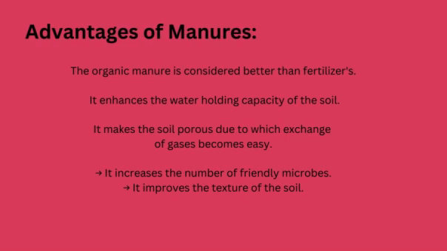So, advantages of manure. The organic manure is considered better than fertilizer. It enhances the water holding capacity of the soil, so it maintains the soil humidity. It makes the soil porous, due to which exchange of gases becomes easy. It increases the number of friendly microbes. It improves the texture of the soil. So these are some of the advantages of manures.